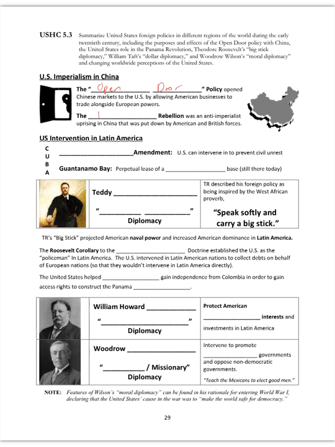From this, we get the Boxer Rebellion. It was an anti-imperialist uprising in China that was put down by American and British forces.